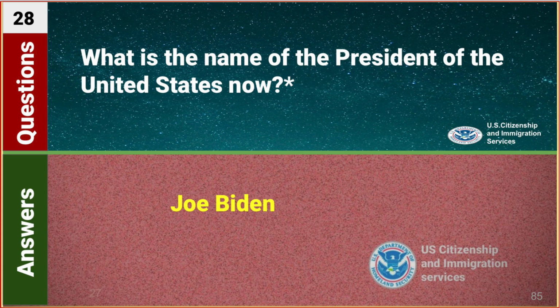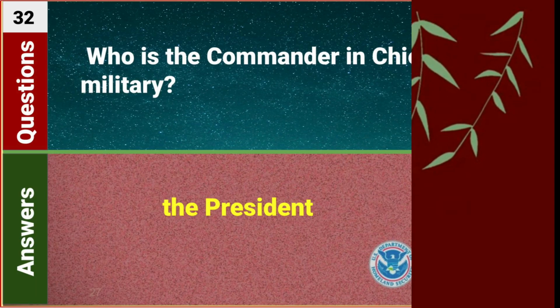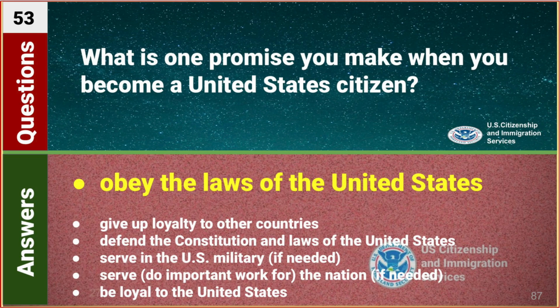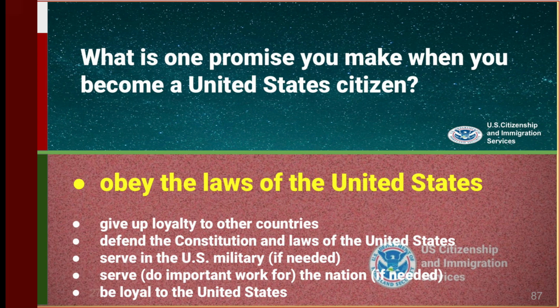What is the name of the President of the United States now? Joe Biden. Who is the Commander-in-Chief of the military? The President. What is one promise you make when you become a United States citizen? Obey the laws of the United States.